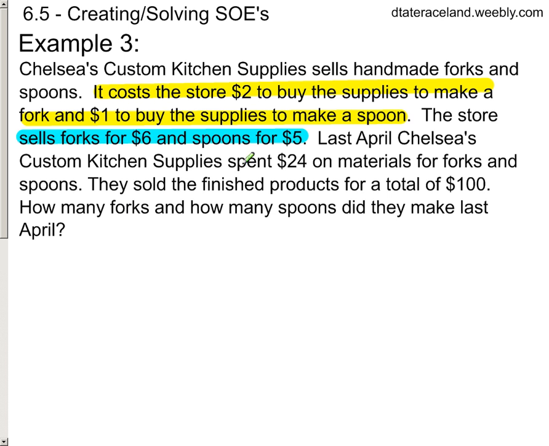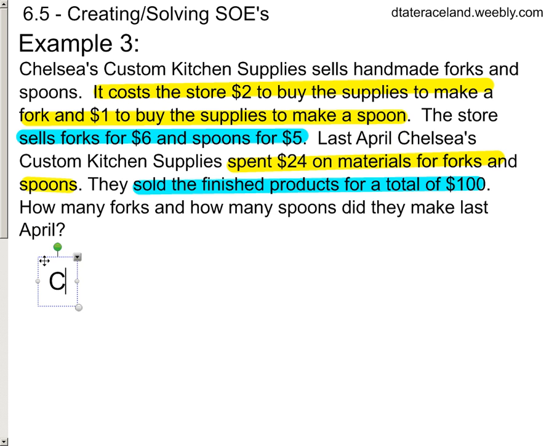Last April, Chelsea's Custom Kitchen Supplies spent $24 on materials for forks and spoons. So that's kind of like spending. Spending and cost is together. So let's go ahead and say they spent $24 on forks and spoons. They sold, well, sold correlates to the sales. They sold the finished products for a total of $100. How many forks and how many spoons did they make last April? Because this is so different, you just need to take your time and unpack the information.